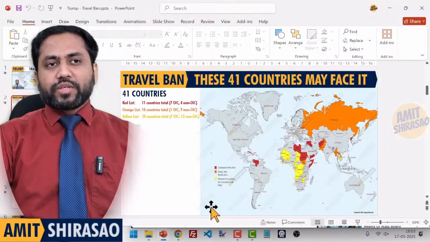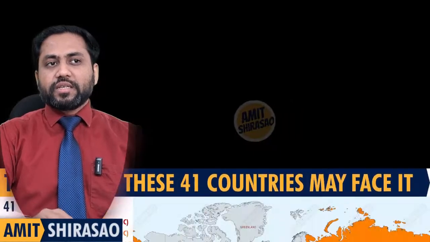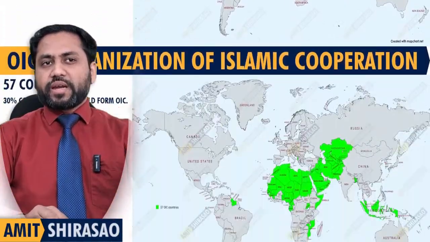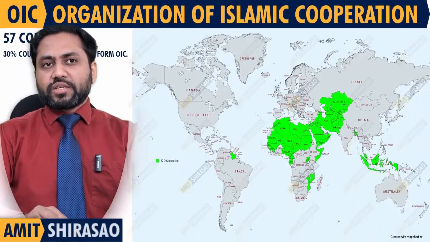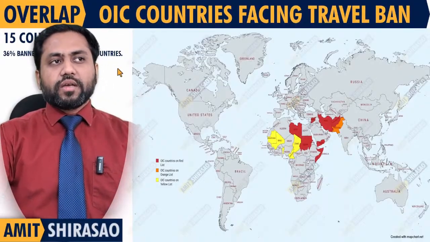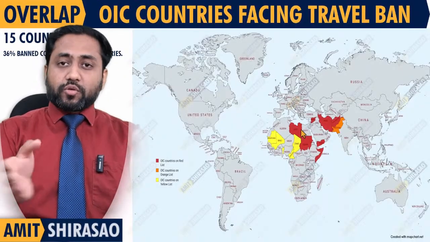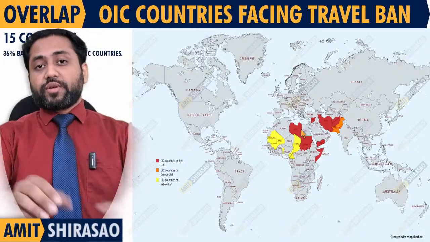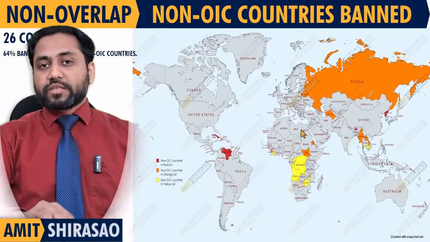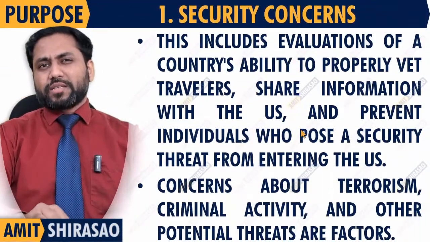So in my last video, you must have seen this kind of a slide deck that I had created. I had only shown the map and colored the various countries in various colors, just to show which countries are OIC countries, which are the OIC countries facing a travel ban from Trump, and which are non-OIC countries facing a travel ban. So this is what I created.